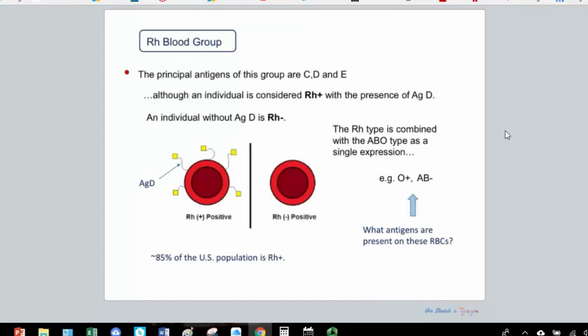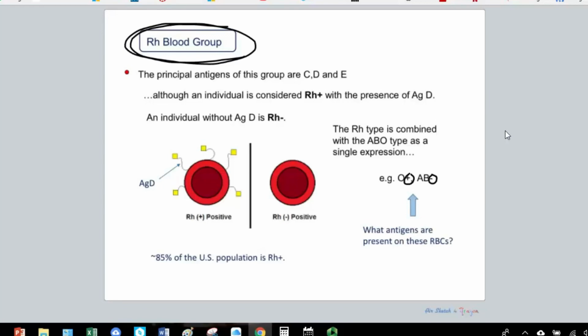Now something's missing here. Something's missing from our blood type. If you've ever gotten your blood type assessed, then you know that we're missing something. And what we're missing is either this little plus or the minus on the end of our blood types. And whether you have a plus or minus is based on another blood group. It's called the RH blood group.